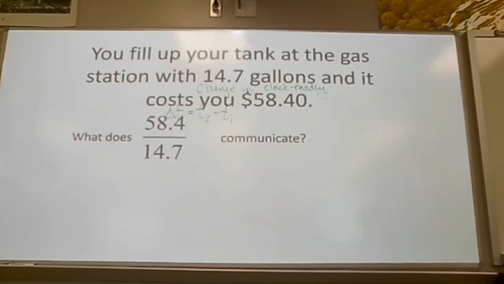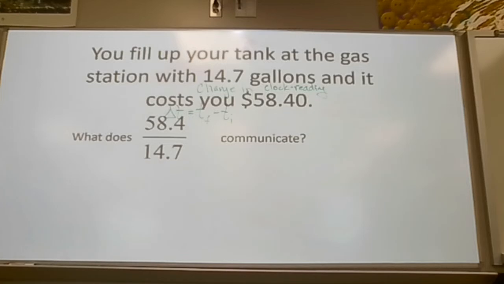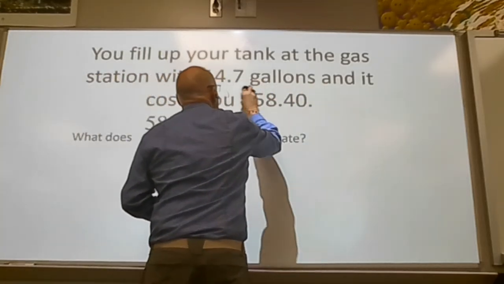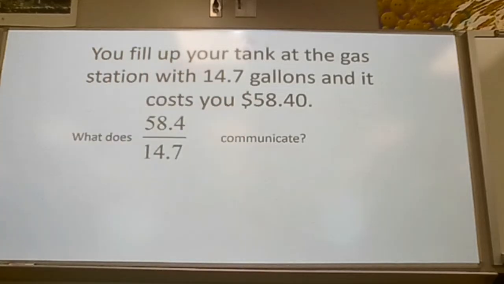All right, so today we're going to talk about ratios and velocity. So you go to a gas station, fill up 14.7 gallons, and it costs you $58.40. What does this ratio communicate then? Dollars per gallon. Is there another way to say that same thing without using the word per?